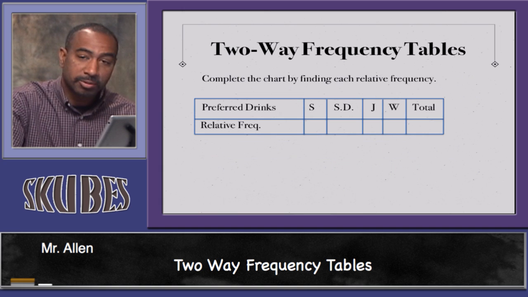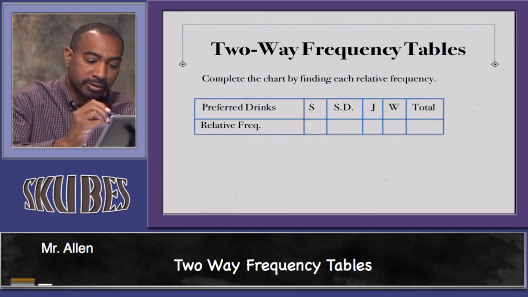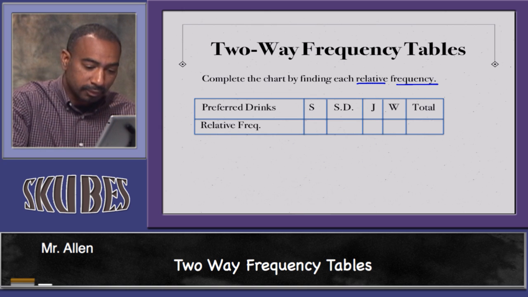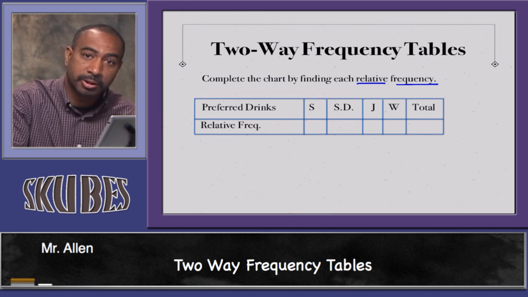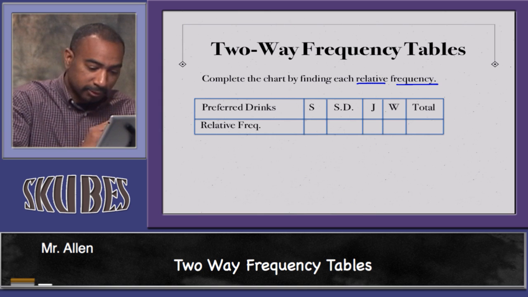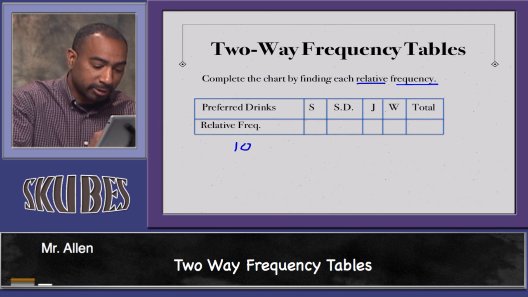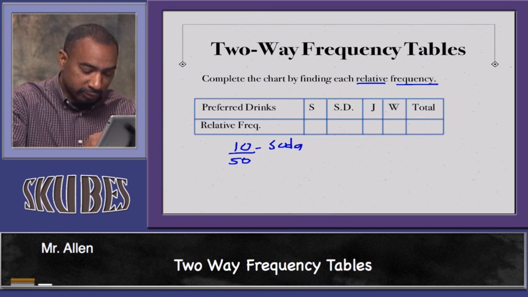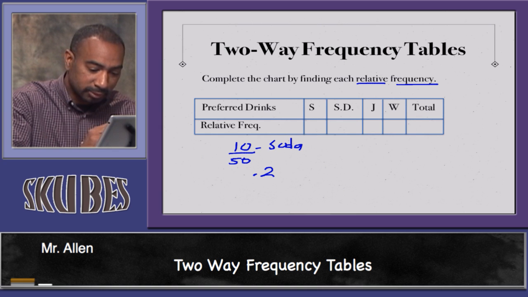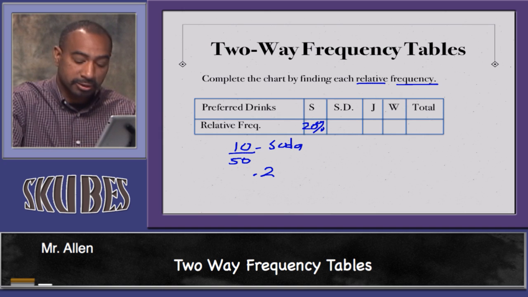Complete the chart to find each relative frequency. Well, relative frequency, we've got to get the percent of each of the students that selected a particular drink. So we know that there was a total of 50. So if there were 10 students that liked, let's say, soda, we're going to divide that by 50. That gives us 0.2, but you multiply that by 100, that gives you 20%. So we're going to say 20% drank the soda.